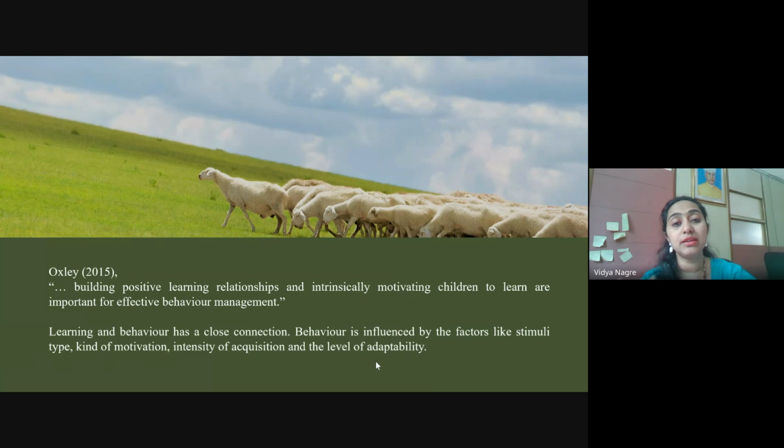Behavior is always influenced by factors like stimuli, that is the kind of stimulus that we give to the students, the kind of motivation, the intensity of acquisition, the power of students to acquire knowledge, and the level of adaptability. Now, power of acquisition differs from person to person, student to student, but the level of adaptability is in the control of the teacher, where we can start putting in efforts by understanding the needs and the capacities of students.